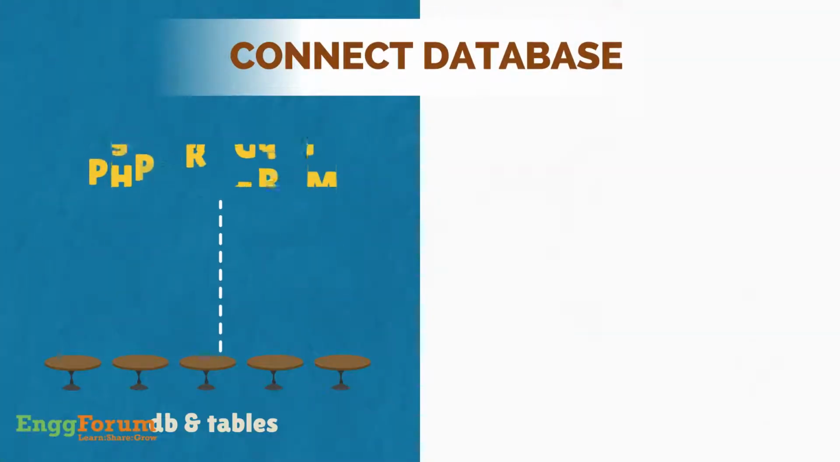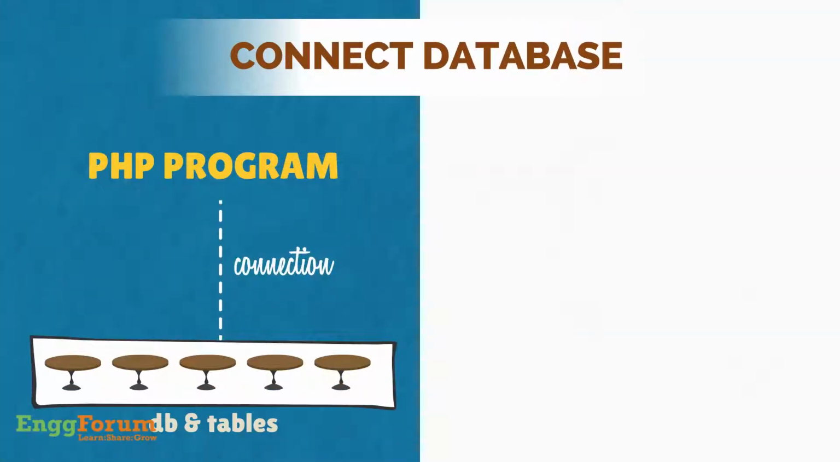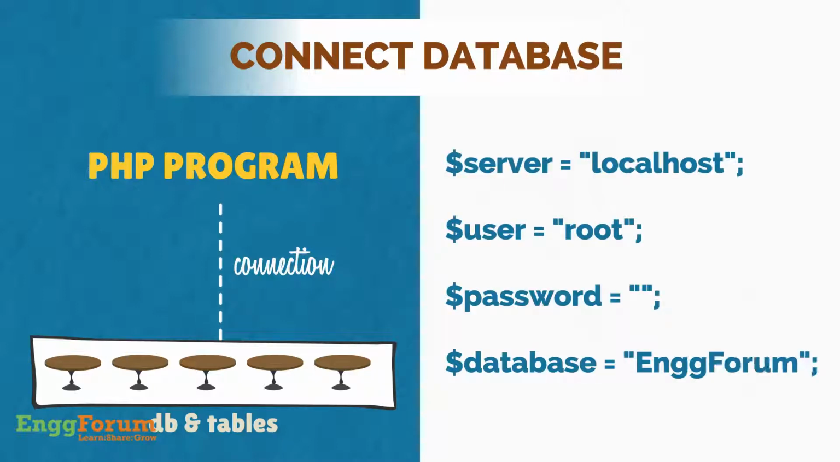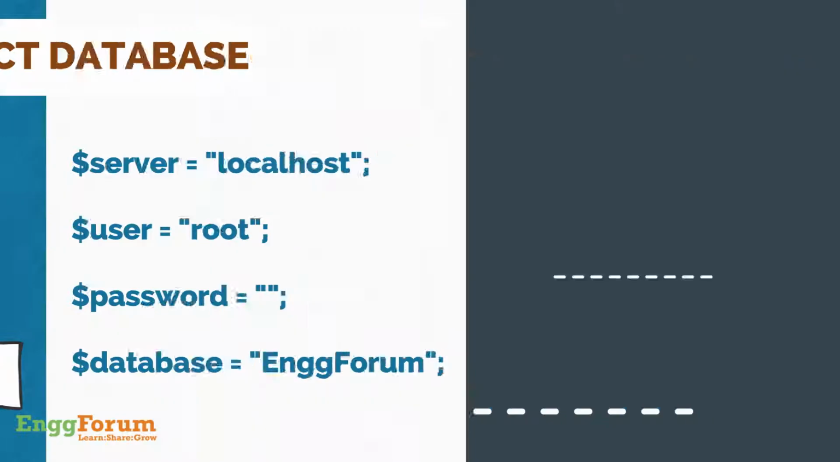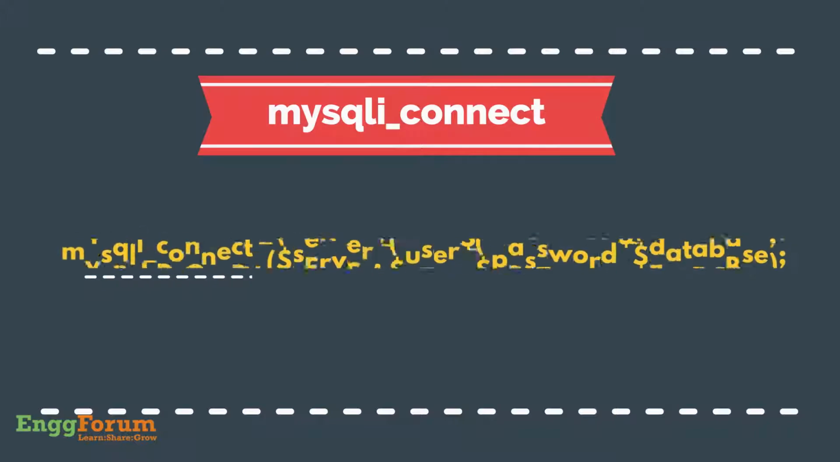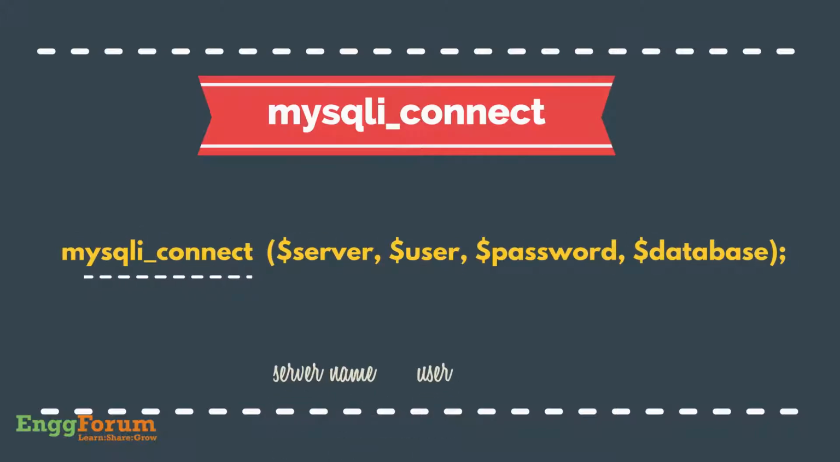Now, in order to access our database, we need to have a connection to our database. Here, to connect any database, we need to know 4 important values, which are 1. Name of server, 2. Name of user, 3. Password, and 4. Database name. In PHP, we have function MySQL connect to connect database using values, server name, username, password, and database name.